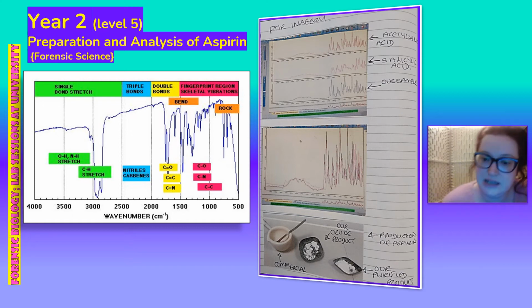Basically, Fourier transform infrared spectroscopy uses electromagnetic radiation with wavelengths longer than visible light, and it's the absorption or emission of a solid, liquid, or gas. So basically, they put light into a substance, and what it emits back to the machine clarifies what it is or isn't.